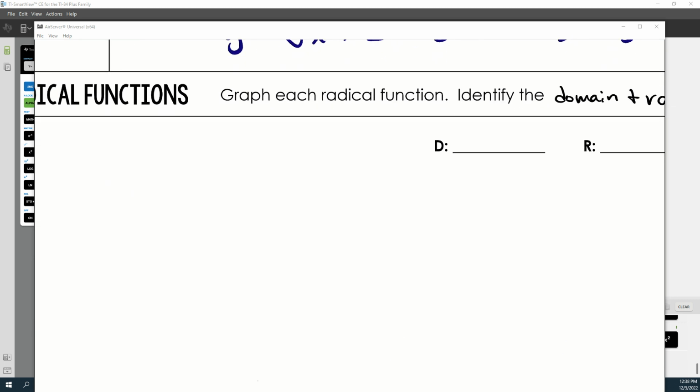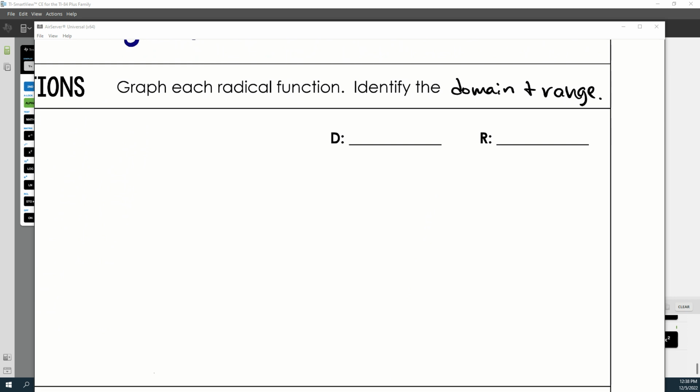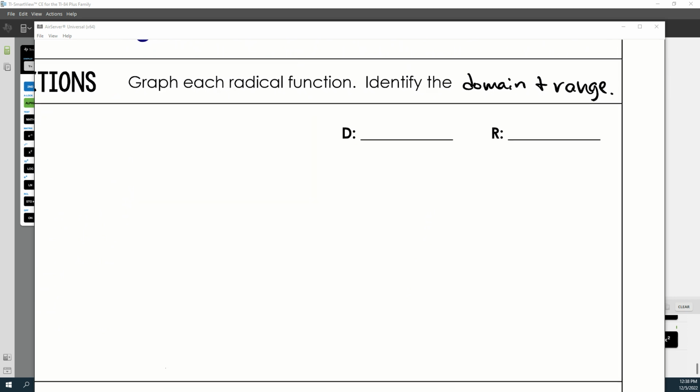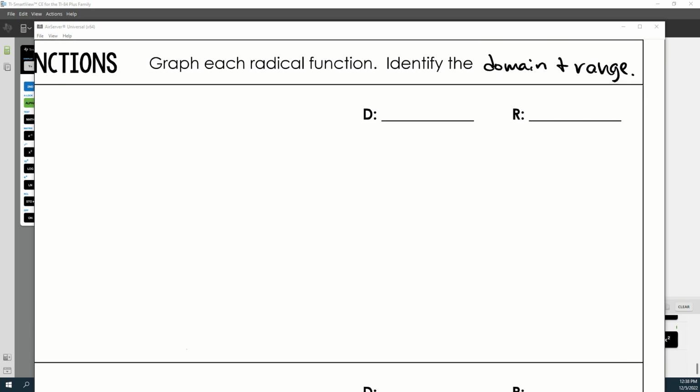Okay, so on these graphs, I took a lot of stuff off the directions, but all we're going to do is graph each radical function in the calculator and do a little sketch if you want to. You don't have to if you don't want to, but then we're going to identify the domain and the range.